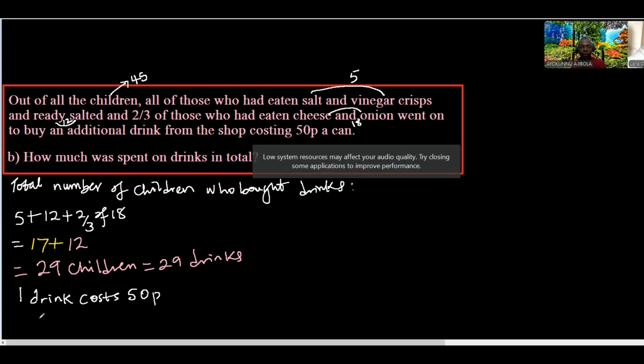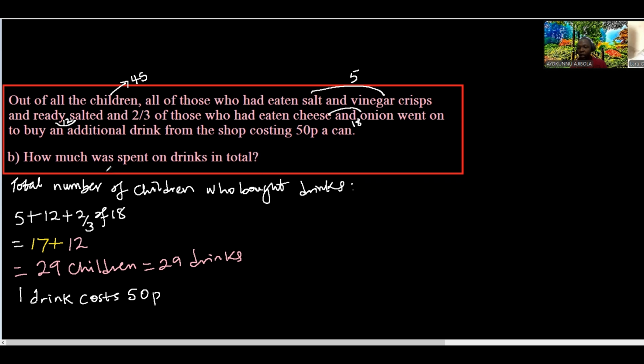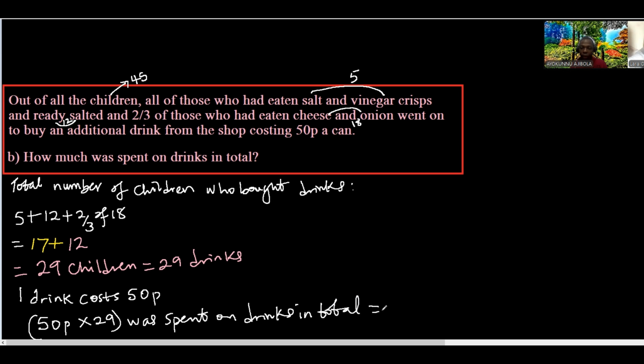From the given information, now we can say the total cost is how much was spent on drinks in total. So we can say 50p times 29 was spent on drinks in total. So how many pounds will this give us? Just multiply 50 by 29, okay? And 50 times 29 gives us what?